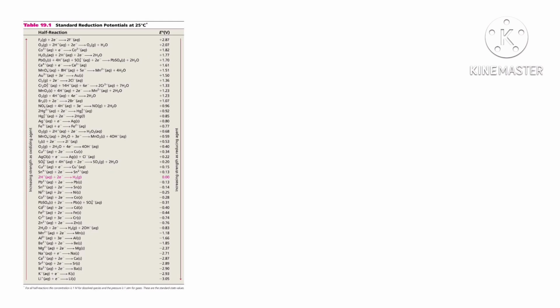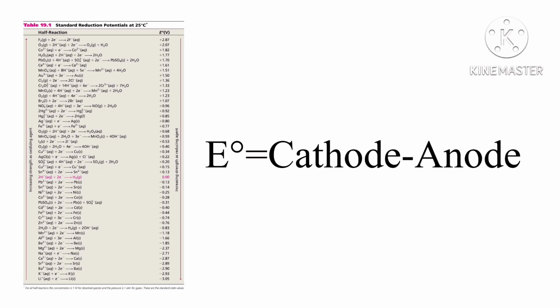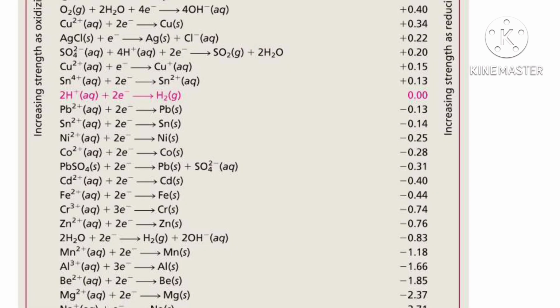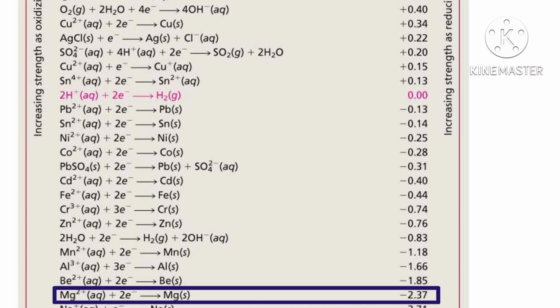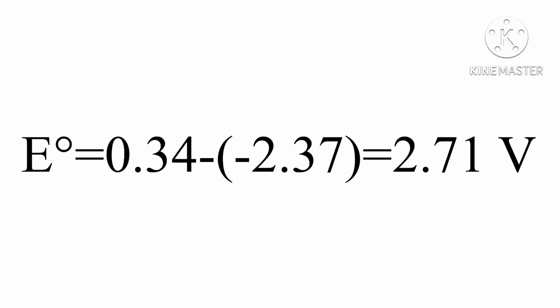By definition, we note that in a spontaneous cell, we must subtract the anode potential from the cathode potential. So we'll look at the chart and see that the anode, in this case magnesium, is minus 2.34 and the cathode, copper, is 0.34. Performing this calculation, we find that the cell potential is 2.71 volts.